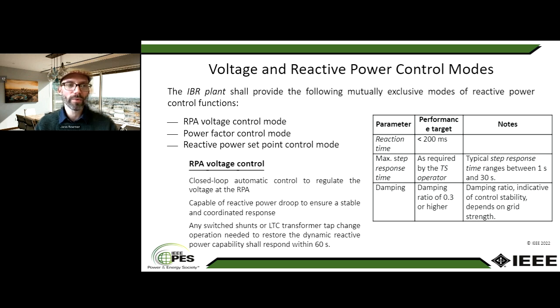The voltage and reactive power control modes include voltage control mode at the RPA, power factor control mode, and reactive power set point control mode. The voltage control is a closed loop automatic voltage control to regulate the voltage. It is capable of reactive power droop to ensure a stable and coordinated response. And you see on the table on the right side that the standard specifies some of the performance requirements, such as a reaction time of less than 200 milliseconds for this type of dynamic reactive power provision, and a maximum step response time that is specified by the transmission operator during the adoption process, but typically ranges between 1 second and 30 seconds. In any case, the standard specifies that the stability of this control shall have a damping ratio of 0.3 or better.